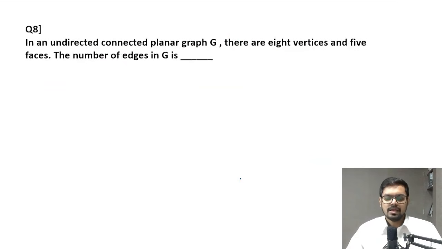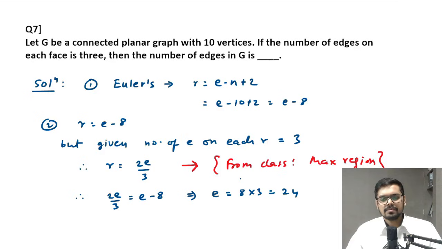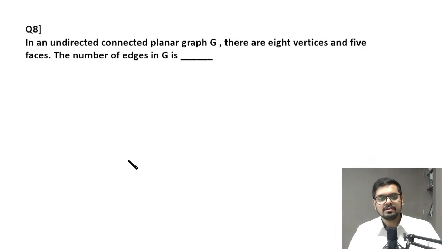To the next question. And do not worry, the solution is there in the notes folder, the proper way, where I have written it also from class. Do you remember the maximum region? It happens when you use 3 edges to make a region. And so R is 2e by 3. Why 2 also? Because every edge is shared by the 2 regions, so twice.